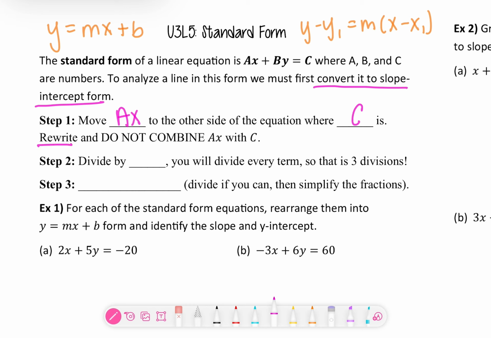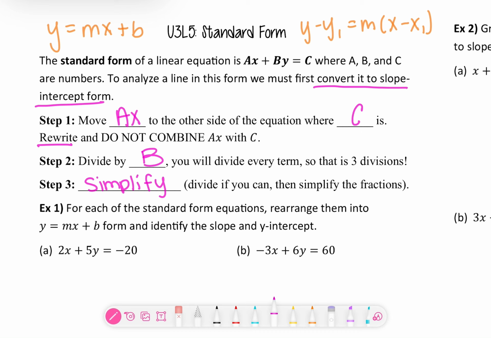Then we divide by b, the coefficient of y. We're going to divide every term, so that's 3 divisions. Now, here's the thing. When I say divide, I really mean simplify or divide. It just depends on what you have. So step 3 is going to be to simplify, which includes dividing if we can, but if we cannot divide to a whole number, then we simplify the fractions.